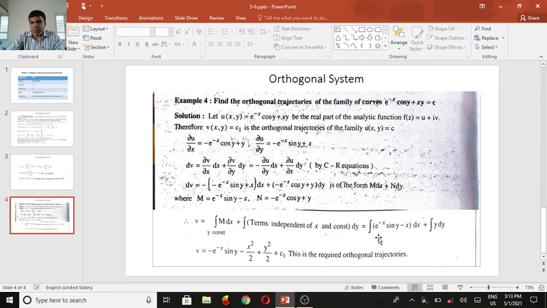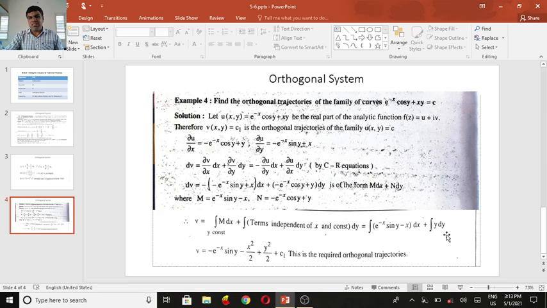Integrating with respect to x, sin y is constant. So the integral of e power minus x is minus e power minus x, times sin y. The integral of minus x is minus x squared by 2, plus the integral of y, which is y squared by 2. This is the required orthogonal trajectory.